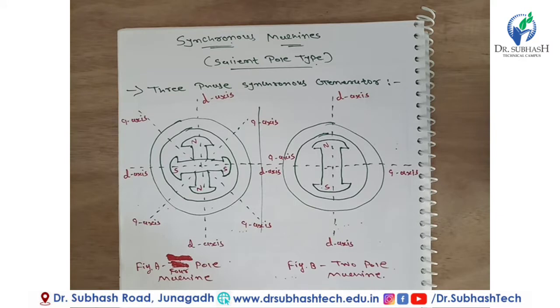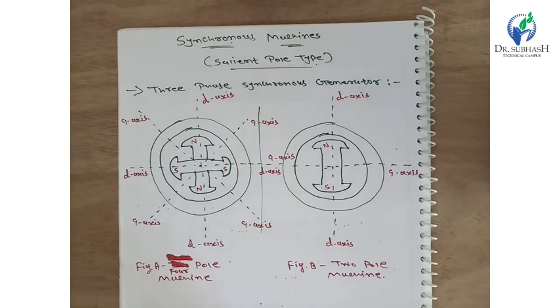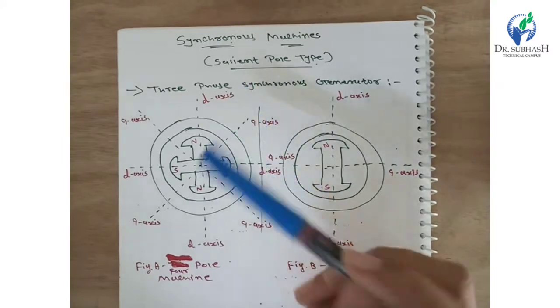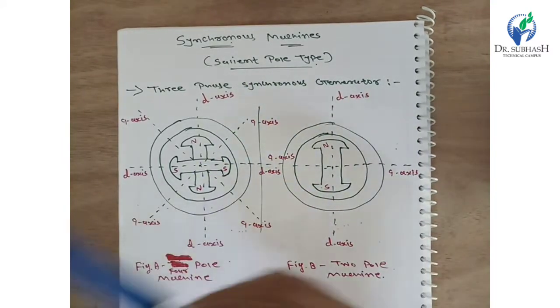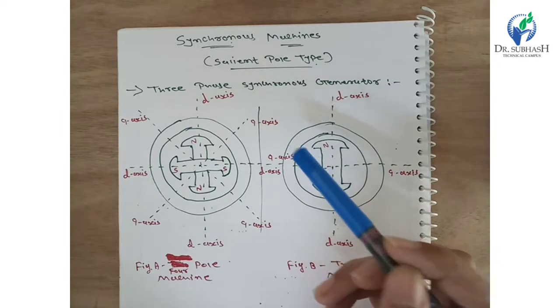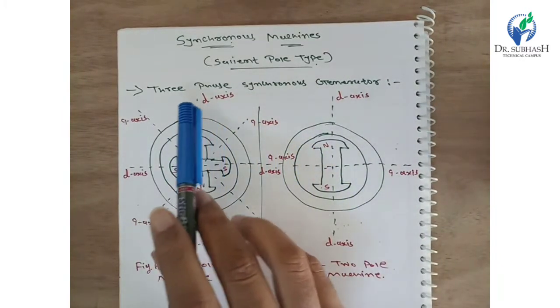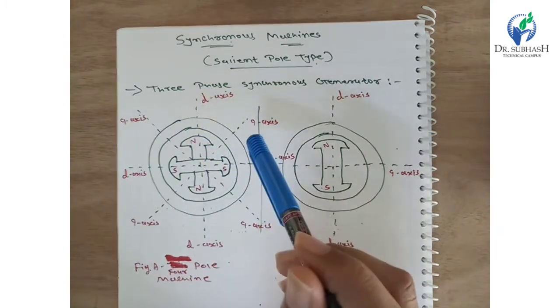Here now we start with the topic of the salient pole type. In the previous video lecture, all topics were on non-salient pole type construction of a synchronous machine. Now in this topic, the salient pole type construction. As we know, synchronous machines are generally divided into two types, non-salient pole type and salient pole type. So in this video we start with the salient pole type machine.